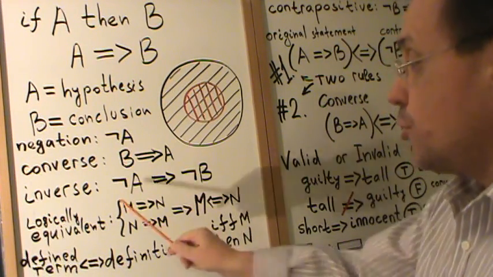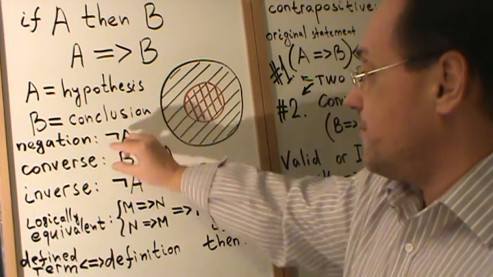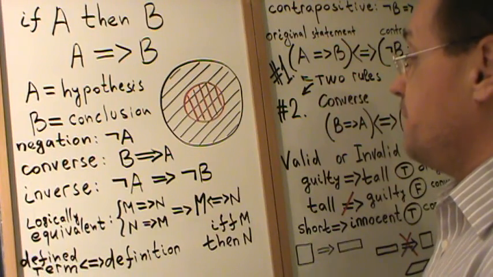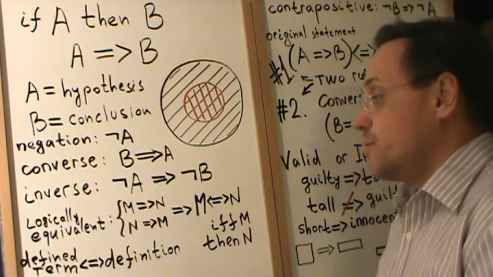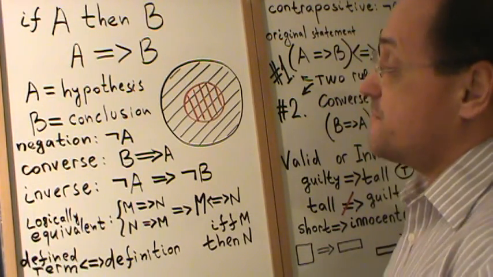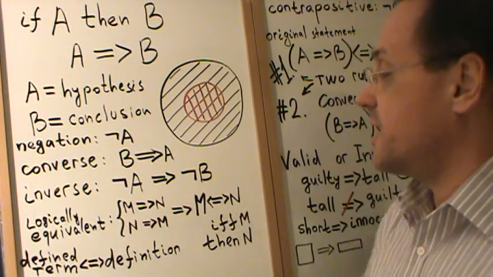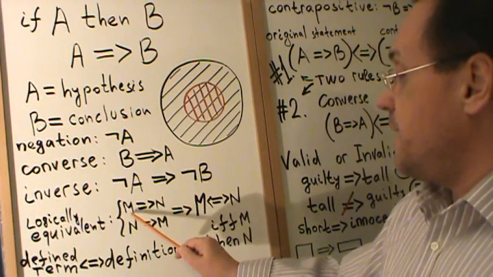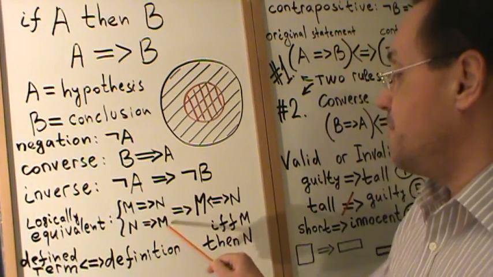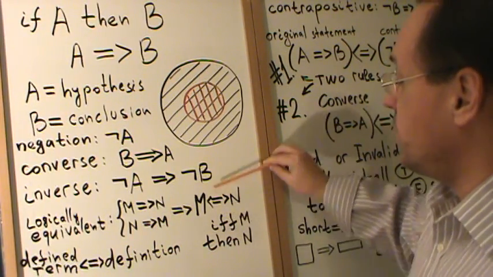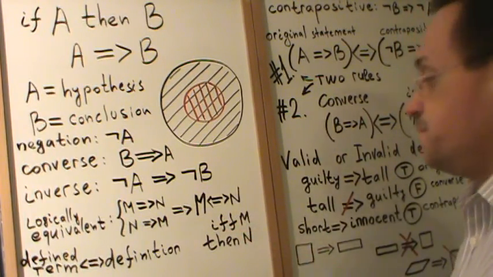Next, logically equivalent. Sometimes when you take a converse, let's say the original statement is true, then the converse is true. Or the original statement is false, then the converse is false. In this case, it is called logically equivalent. It means, like here, for example, M therefore N, N therefore M. And the sign for logical equivalence is this one. Sometimes they write IFF: M if and only if N.